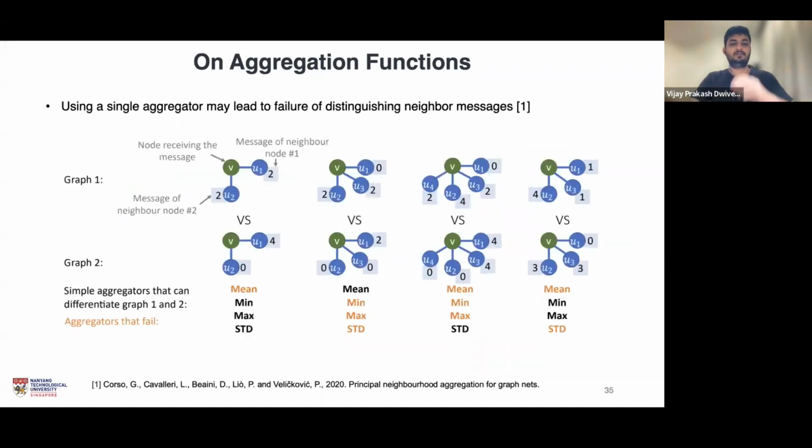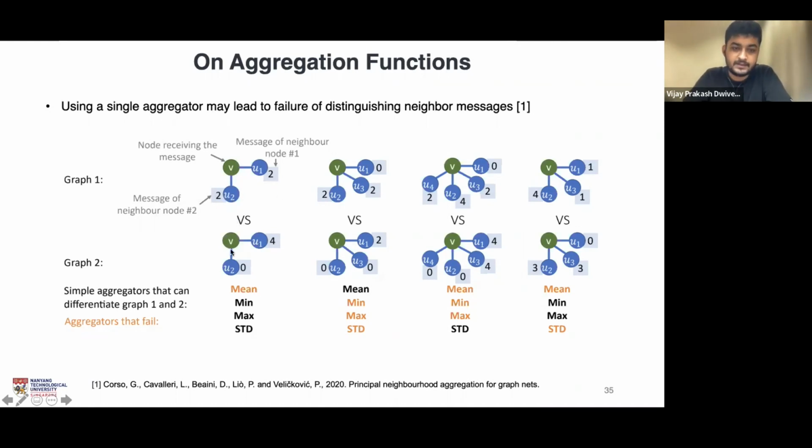we can understand from this demonstration, which was in a paper by Gabriel Corso and his co-authors. Let's consider counting of messages, the continuous messages. Each node has a number, so 2, 0, 4, 1, and so on. And there are two graphs. These two graphs are essentially the same, but only the features of the nodes are different. And V is the receiving node. In this case, you see that V is receiving two messages with values 2 and 2.